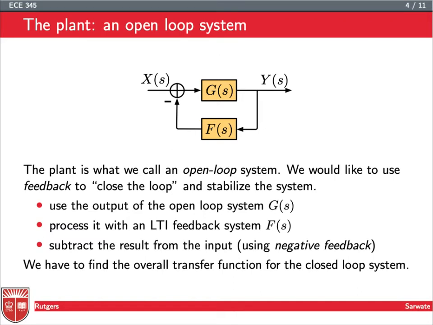So how does that work? Well, what we do is we take the output y of s and we just feed it back into a feedback system f of s, and we multiply this output of f of s by -1, or we subtract it from x of s. So this is negative feedback. And hopefully this negative feedback will cause this system to be stabilized.